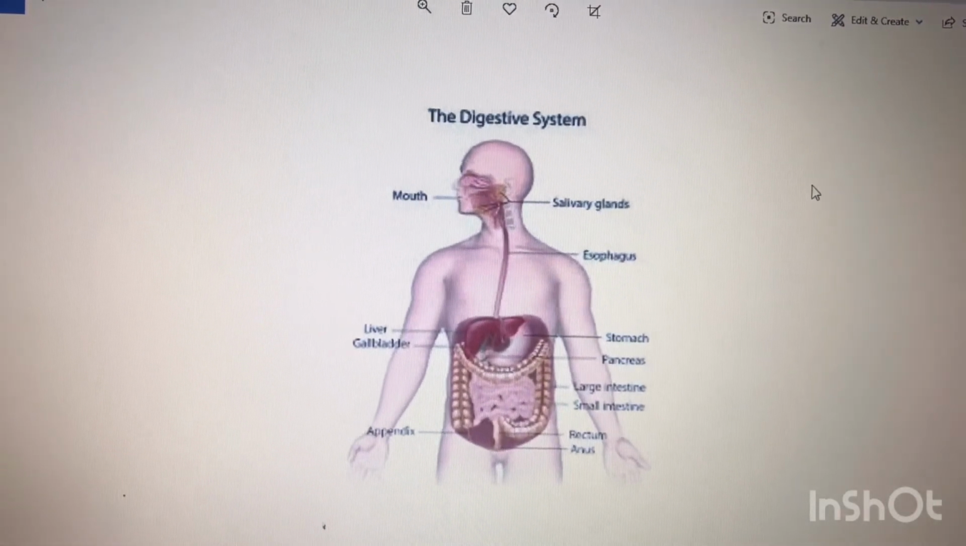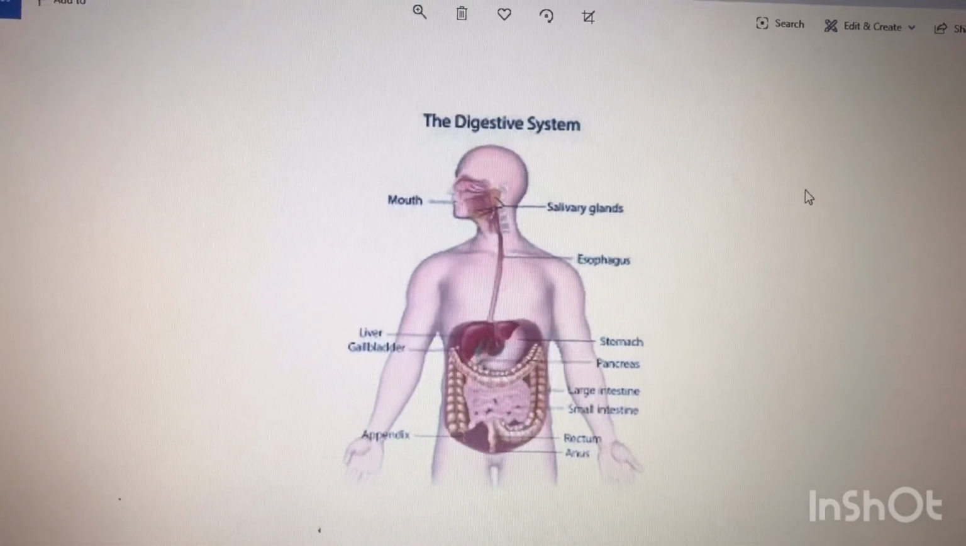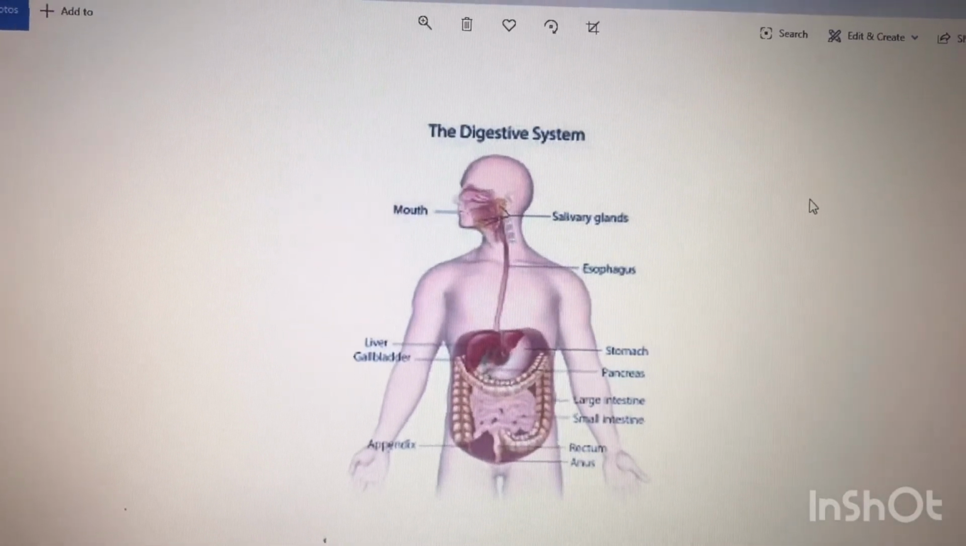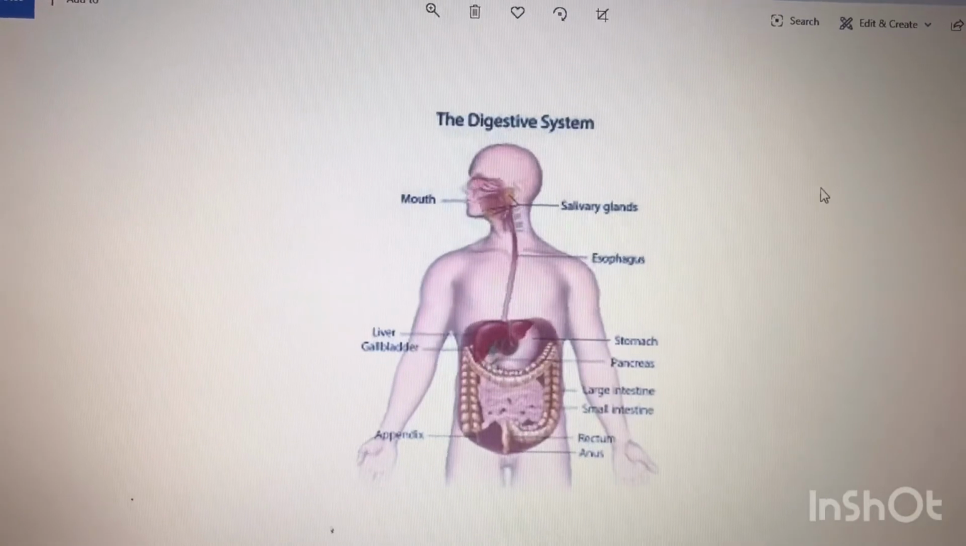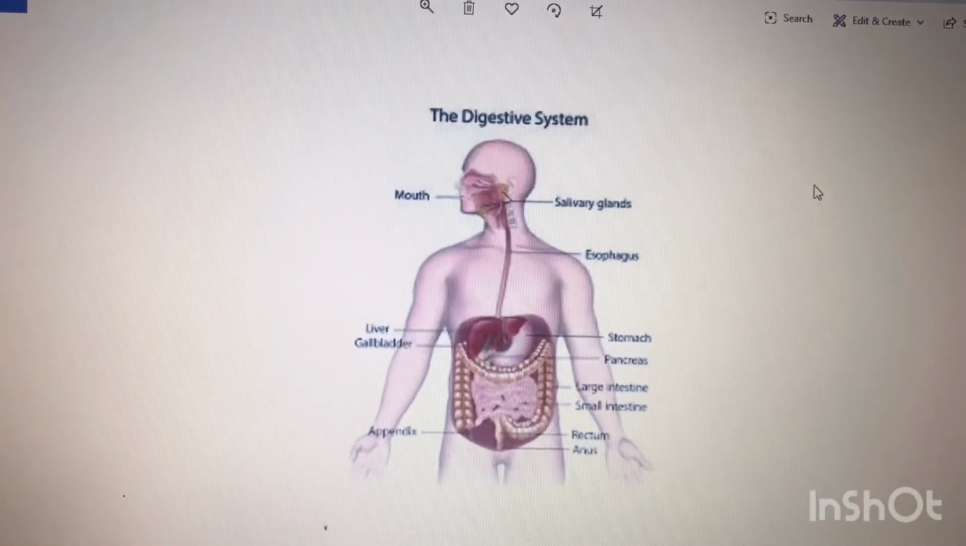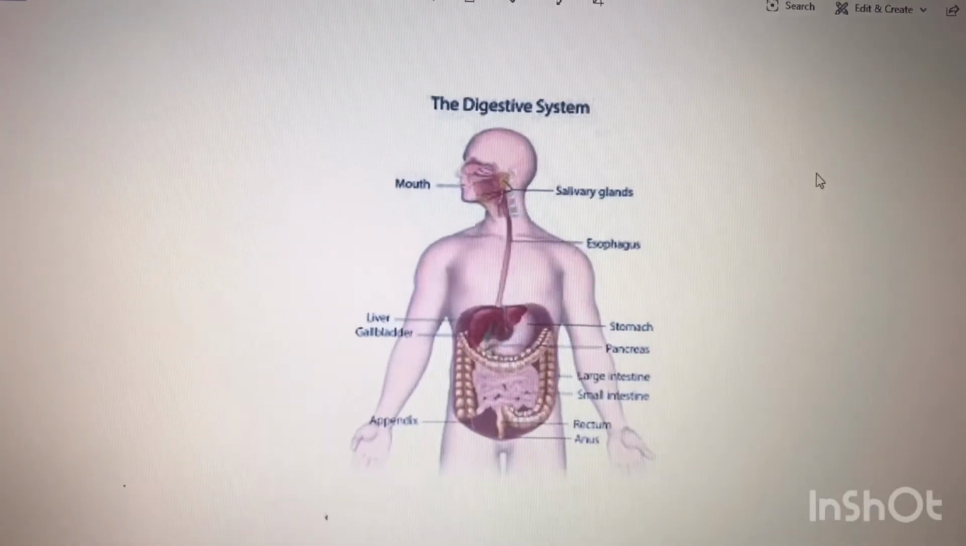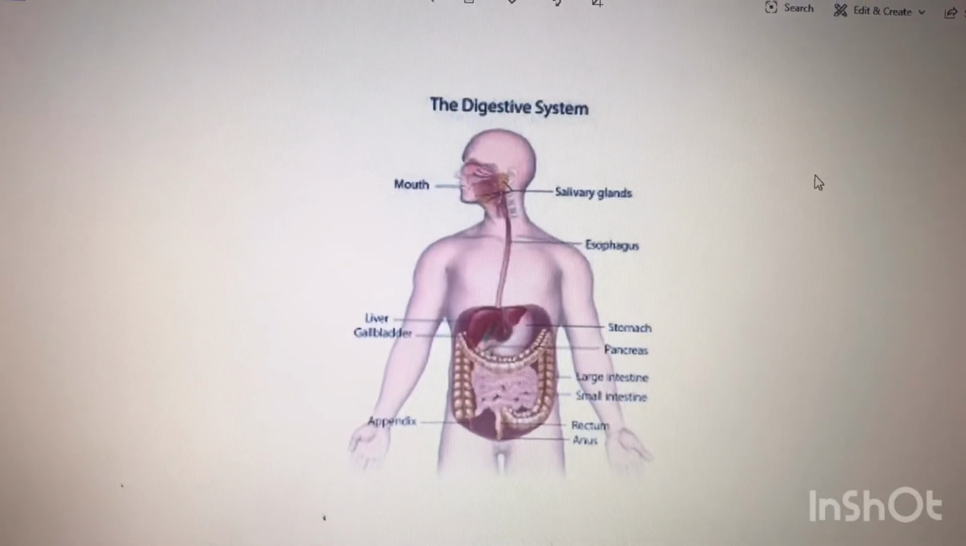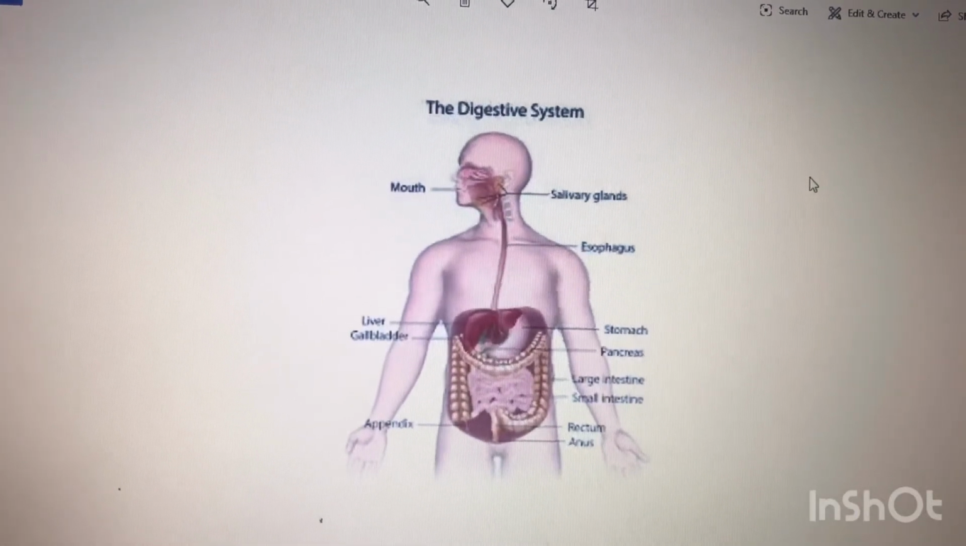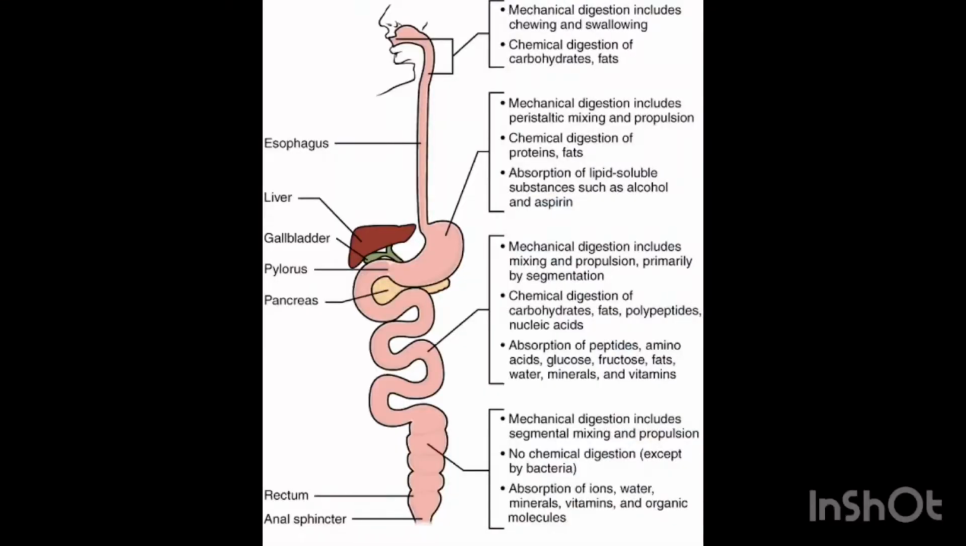It then passes to the pharynx, then to the esophagus, down to the stomach. After, it goes to the small intestine, down to the large intestine. Then it goes to the anus, which is the end of the digestive process. Here we have a diagram of the chemical and mechanical digestion in the digestive system.